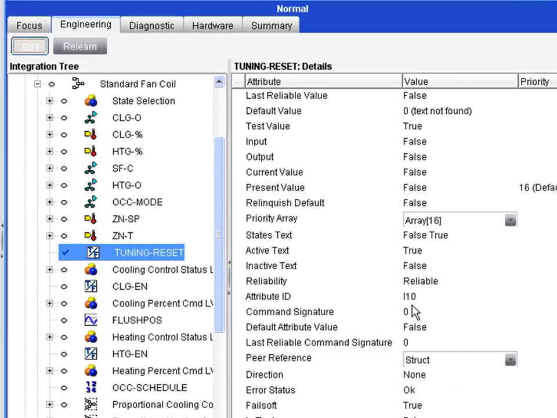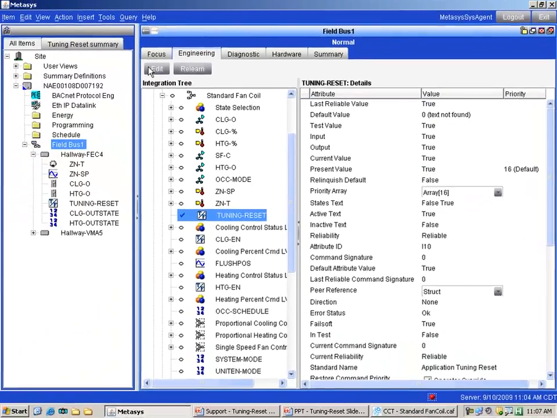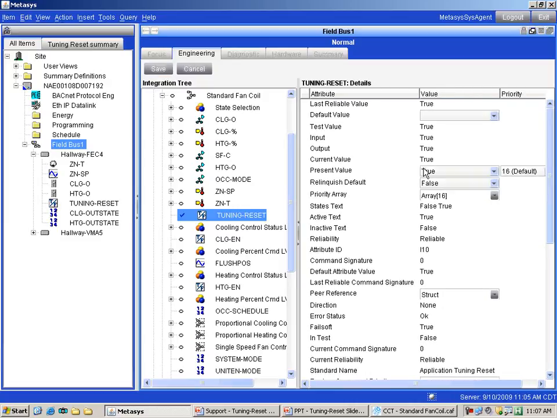I could select the edit button then, find the present value, which is right here, and I could send it to a true. And when I click the save button, it actually sends a value of true now to that tuning reset point for that device. And then when I'm done sending the true command, I would come back and change the present value back to false.